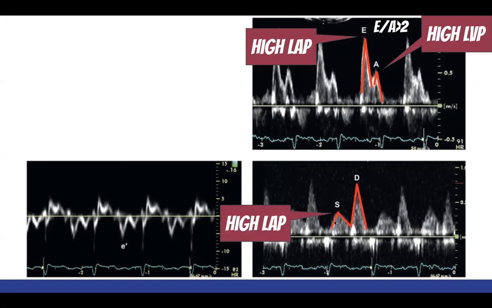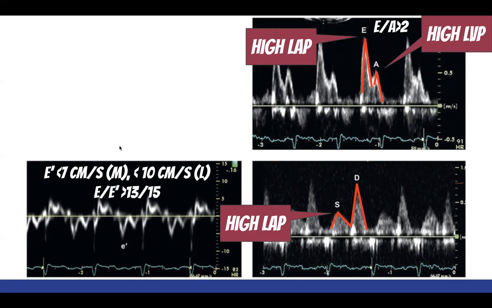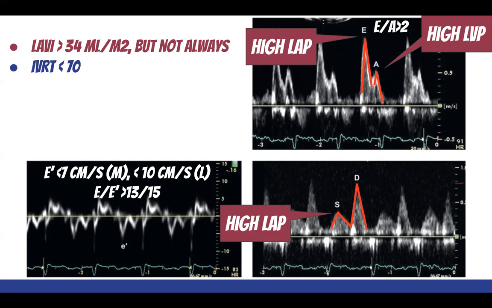Yes, another thing, if you look at the pulmonary vein flow, you'll have the D much higher than S. If you look at the mitral annulus velocities, the medial one will be less than 7, the lateral will again be less than 10, and your E to E prime ratio will be more than 13 or 15, depending on which one you use to measure it. Your left atrial volume index will be high, more than 34, but apparently not always. IVRT will be less than 70.